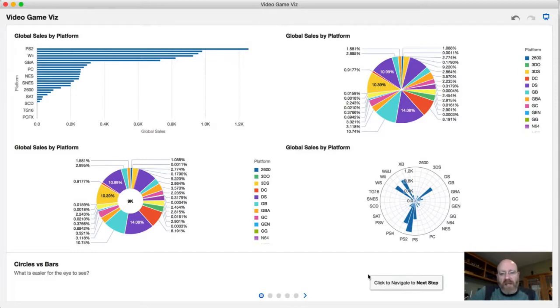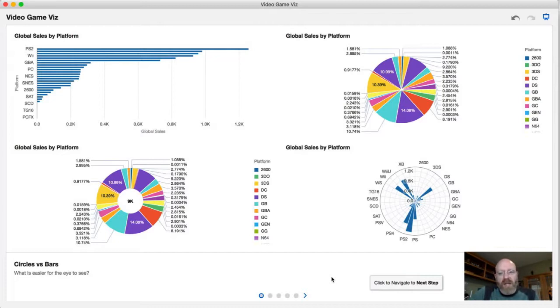That being said, there are lots of great resources out there about people who think about visualization a lot and study visualization, so I encourage you to go looking for that. But I'm also going to use the story navigator here to point out a couple things. The first one that I want to talk about is the idea of circles versus bars.